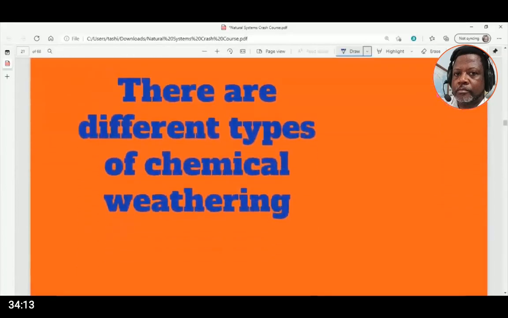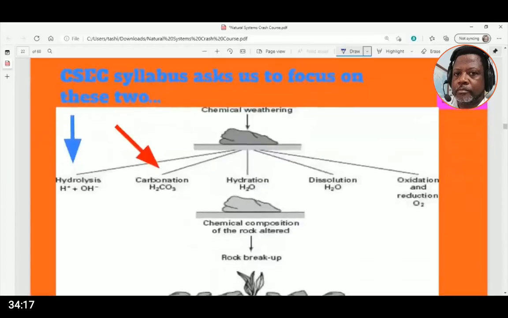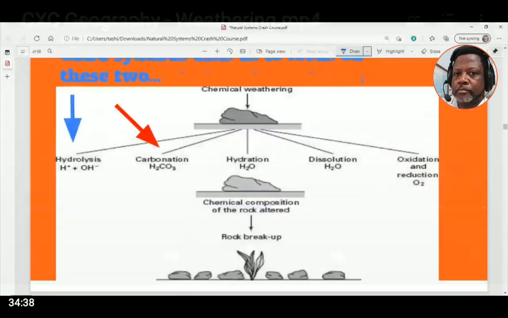So for chemical weathering, there are different types as well. The syllabus specifically asks us to look at hydrolysis and carbonation. So there are other types. Most times teachers may teach oxidation as well, but the syllabus specifically asks us to look at hydrolysis and carbonation. So those are the two types that we are going to be looking at.